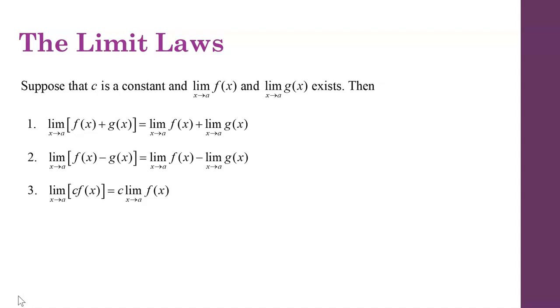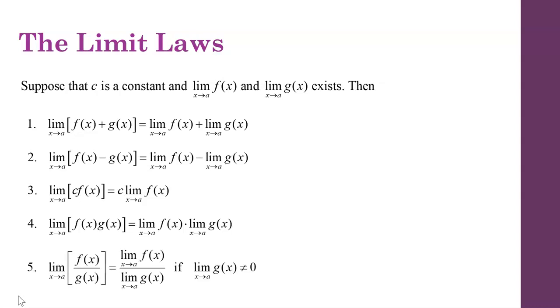If my function is multiplied by a constant, I can find the limit of the function, then multiply it by the constant. If I have a product of two functions, I can find the limits and then multiply. And finally, if I have the quotient and I'm finding the limit, I can find the two limits and then divide them, assuming that the limit of the denominator is not 0.